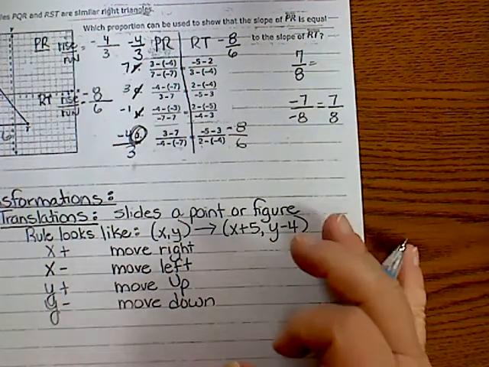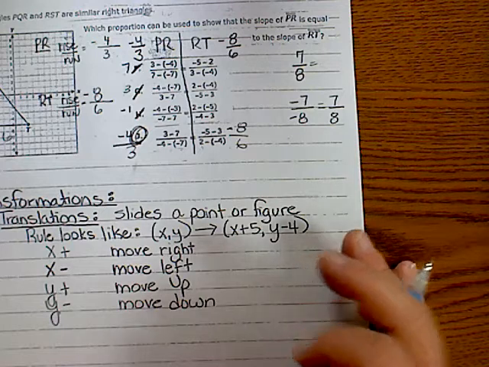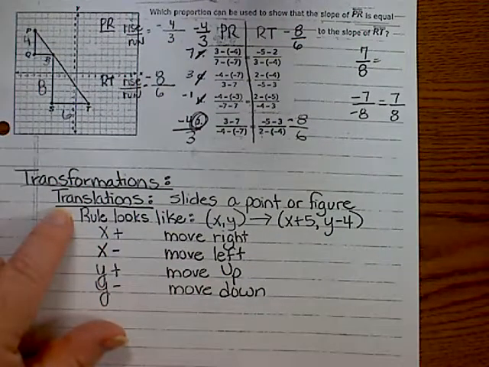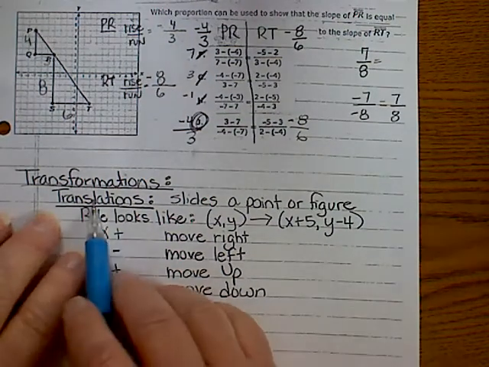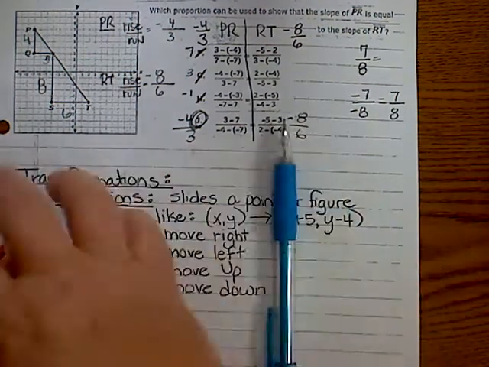Okay? All right, the last topic, well, we have 2 more topics, but we're going to talk about transformations. A transformation is a type of movement or change across the coordinate grid. We have 3 types of transformations. We have translations, reflections, rotations, okay? A translation slides a point or a figure. So in other words, it slides it.